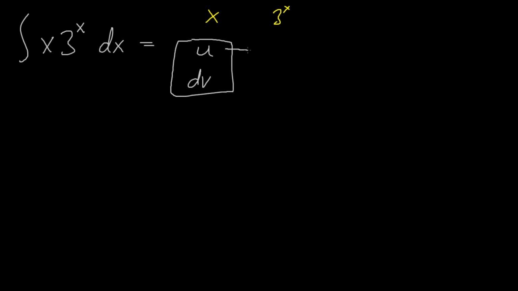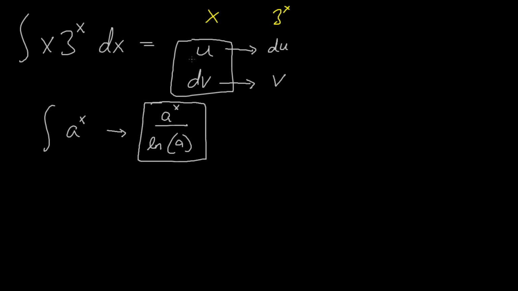So keep in mind that we want to pick our u to be easily differentiable because we want to find our du from there. And we want to pick our dv to be the one that's easier to integrate because we want to find v. And hopefully you can remember from your rules of calculus that if you have some exponential function a to the x, the integral of a to the x is going to be a to the x divided by the natural log of a. So using this rule, we can pick 3 to the x to be our dv because we know that we can integrate it using this rule right here.